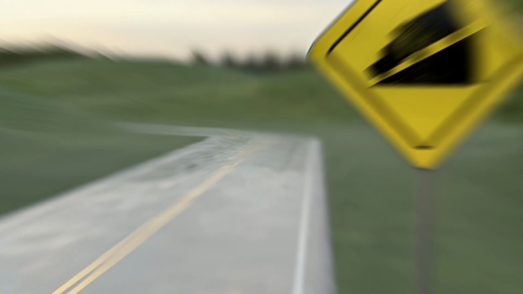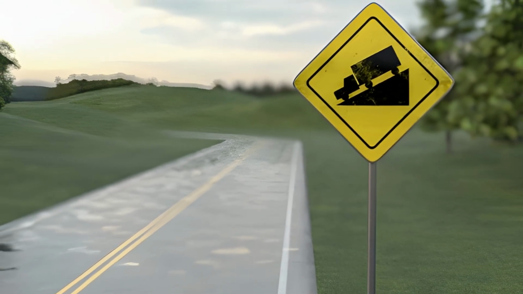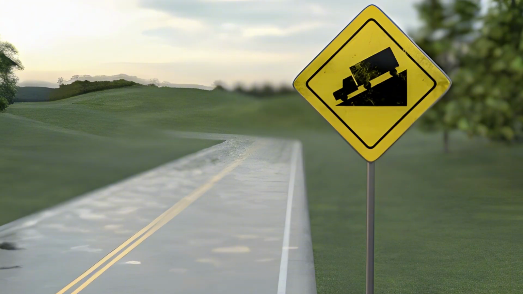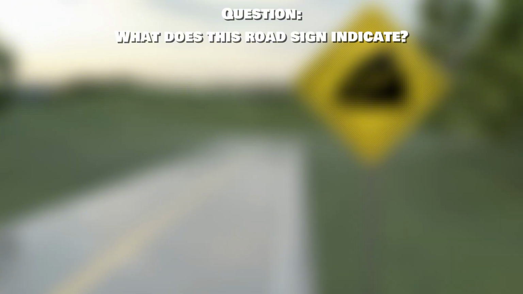The next road sign is a yellow diamond-shaped warning sign with the image of a truck descending on a steep slope. This sign is commonly placed in hilly or mountainous regions, where drivers must prepare for a significant change in elevation. Question: what does this road sign indicate?